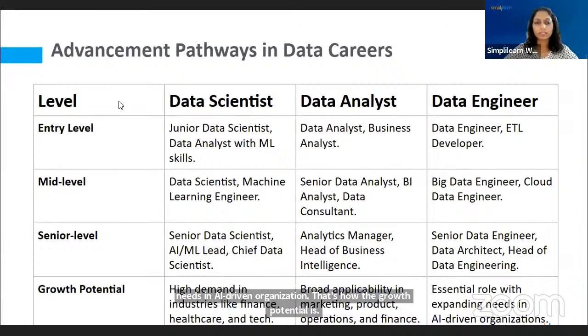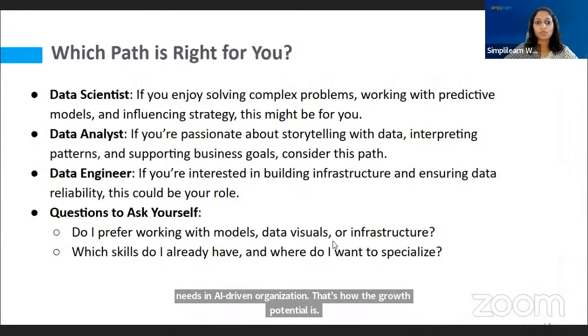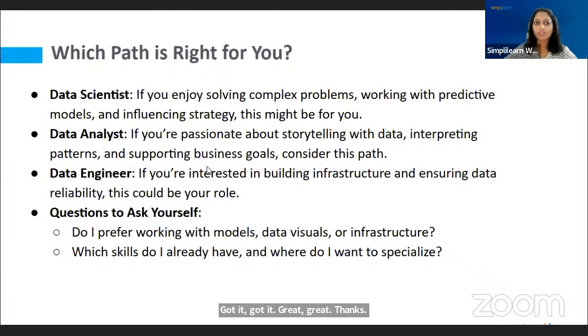Got it, got it. Great, great. Thanks. So how does one actually decide whether they should become a data scientist, analyst, or an engineer?